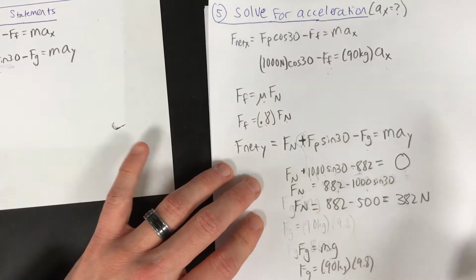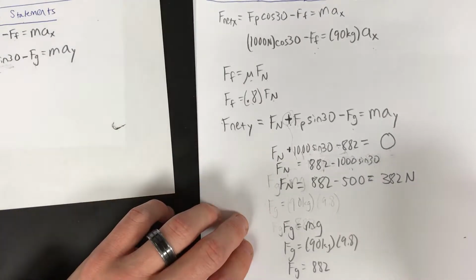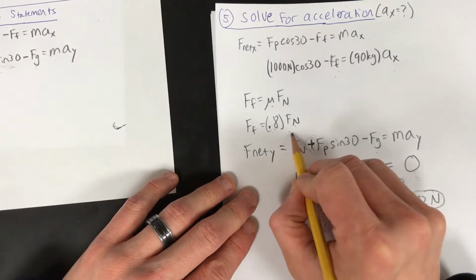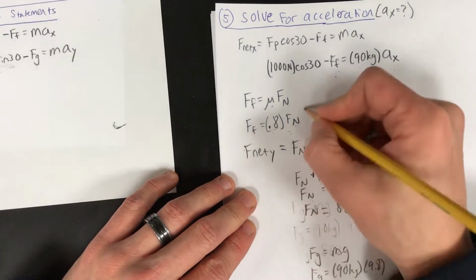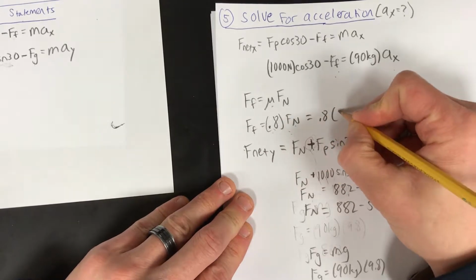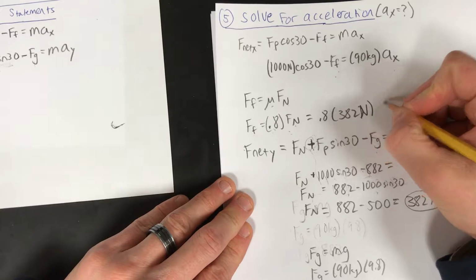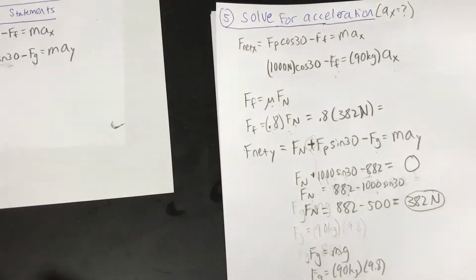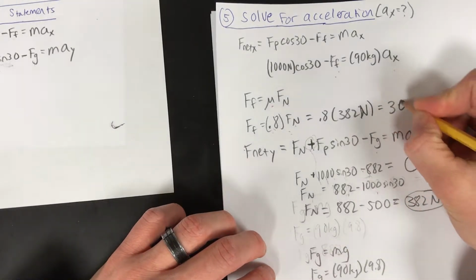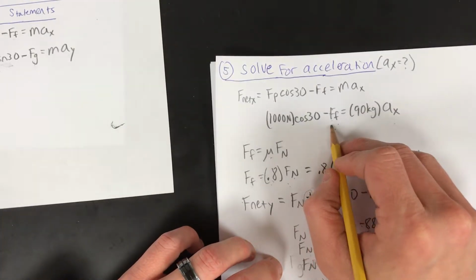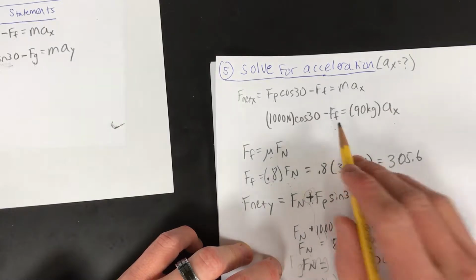Okay, so once you have the normal force, you can plug it in, do 0.8 times Fn, and you get your friction force as 305.6. And once you have your friction force here, you could plug it in and solve for AX.